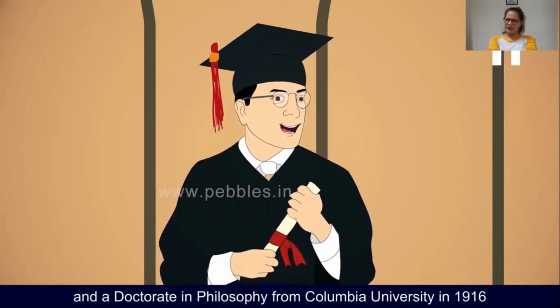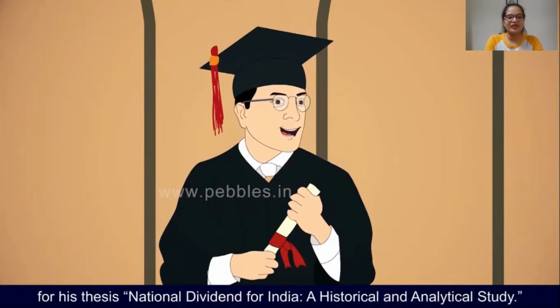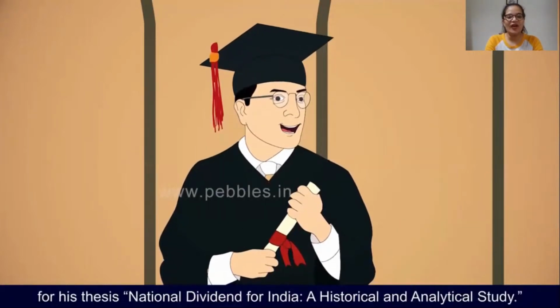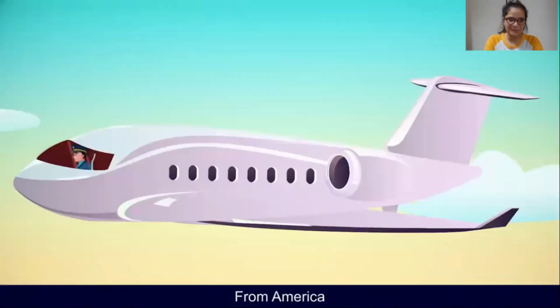Okay? Now, why are we doing this? You all don't have to memorize the years. We are just doing this to show you that those leaders have done so much for us, but they were able to do that only because they were well educated and they really wanted to achieve something in life. Now, if you want to achieve something, you'll have to make sure that you all work hard for it. Yes? Okay. For his thesis, National Dividend for India, a historical and analytical study.